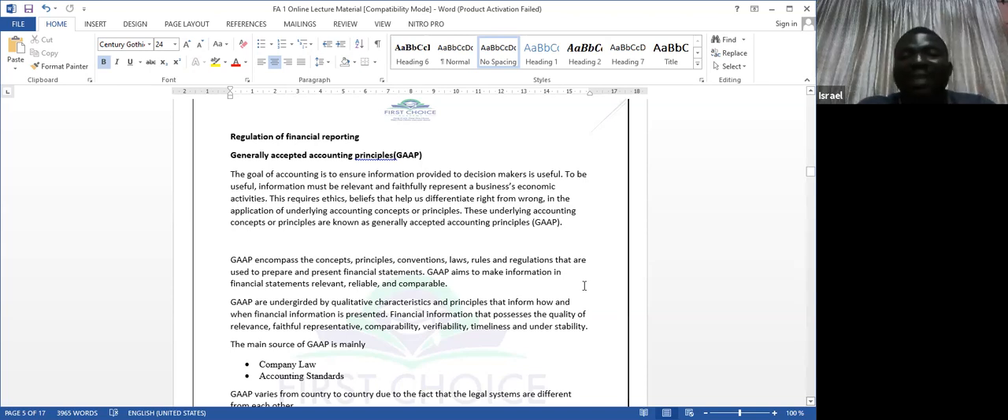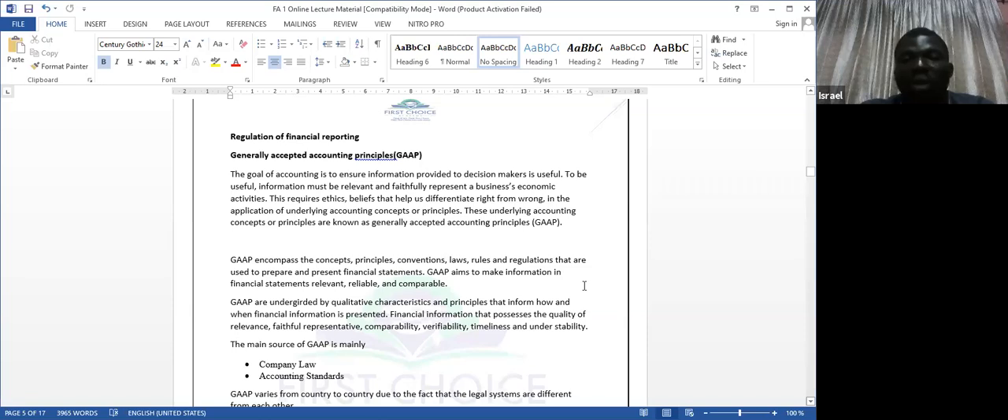Now, there is a guide for the preparation of financial statements, and one of the guides is the regulation of financial reporting. So let's talk about the regulation of financial reporting. What regulates financial reporting? Number one is what we call GAAP. That's generally accepted accounting principles.